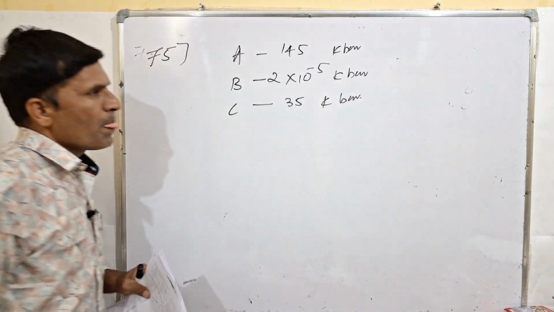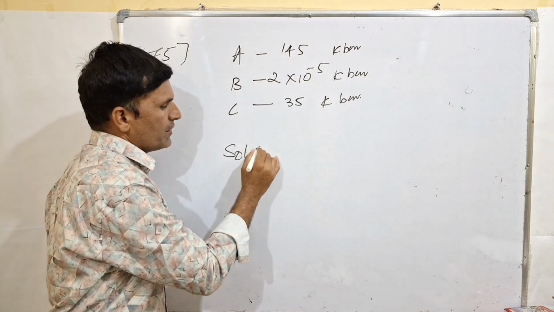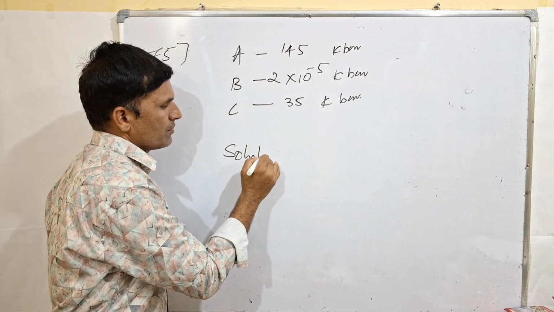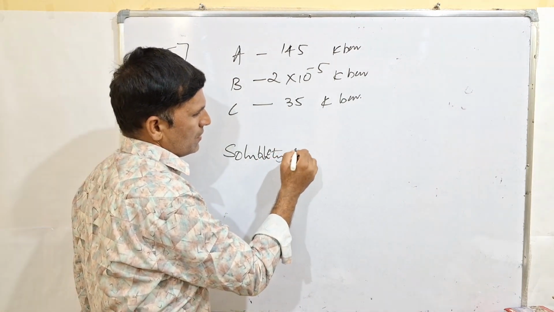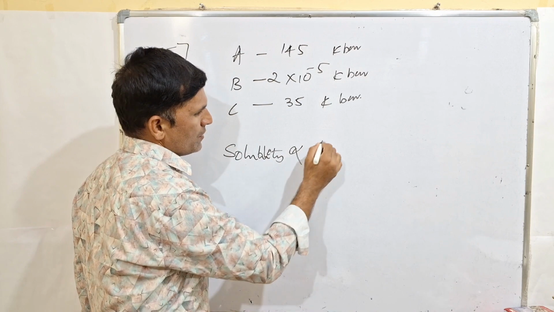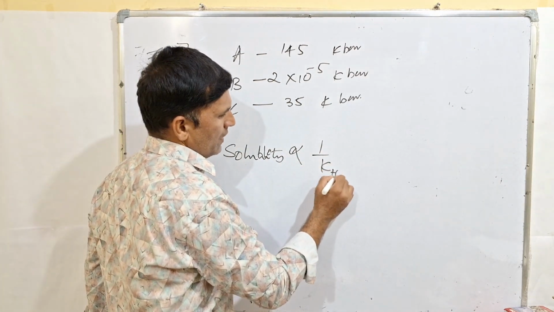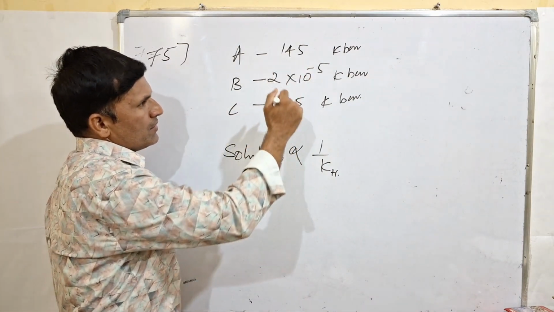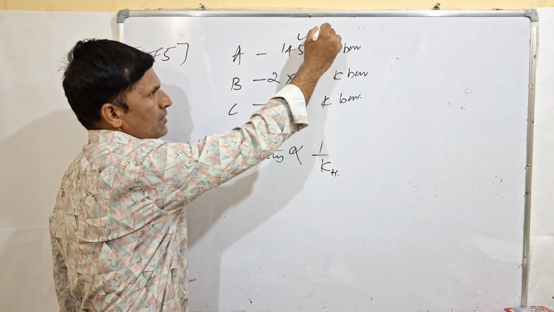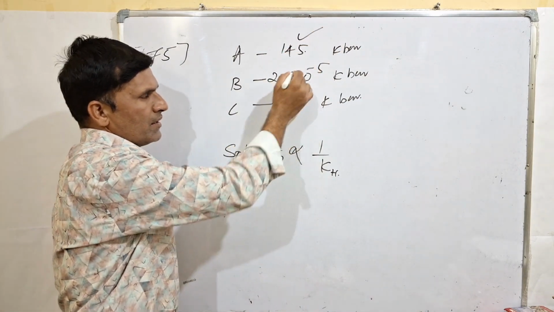All right. So one thing you should remember, the solubility of a gas is always inversely proportional to what? The Kh value, Henry's constant. So therefore, the highest value is this one. So therefore, it will have the least solubility, followed by this and this.